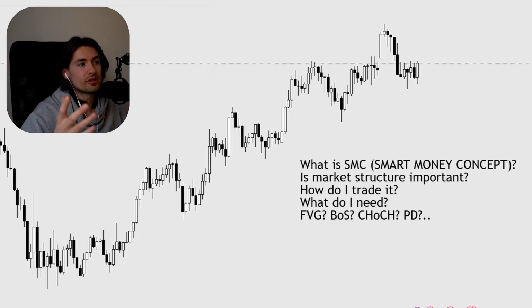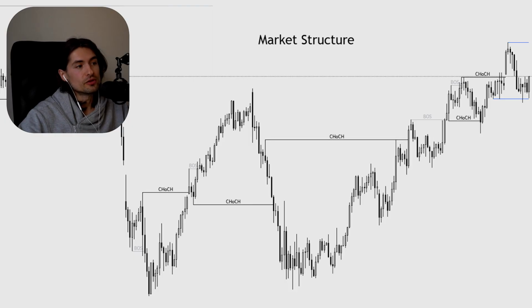Just for context, I've been trading for about 8 years now, and no matter what concept you choose, a lot of things, if not the most, overlap, meaning basically there is nothing new under the sun, just different understanding of the same price action. Now we can split SMC into 6 parts.